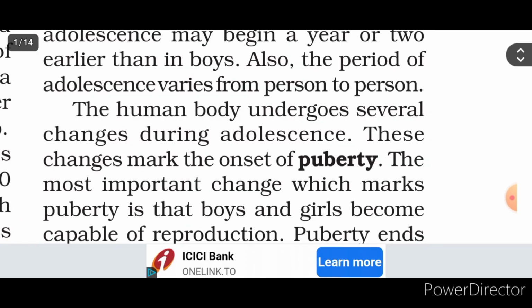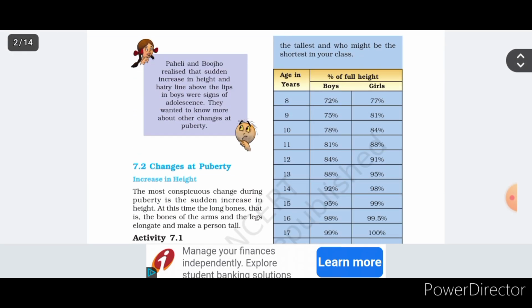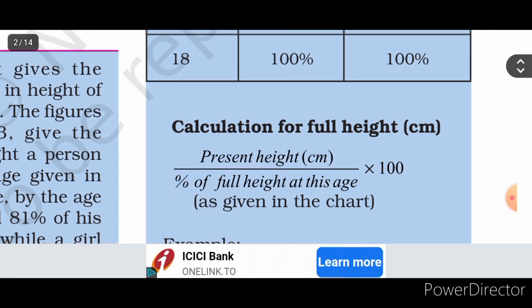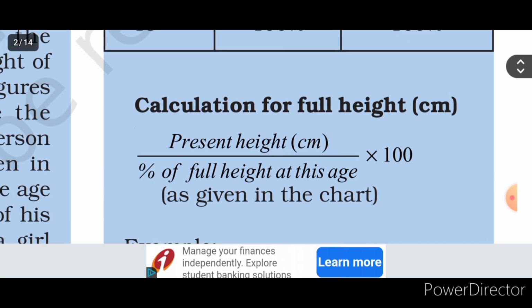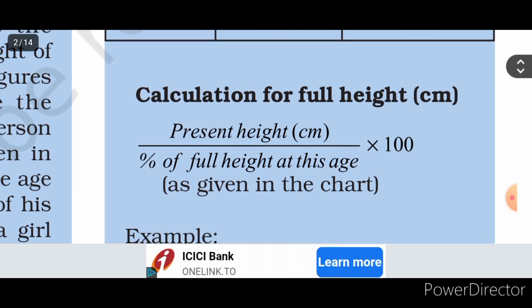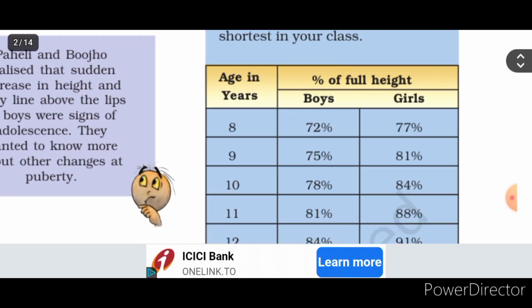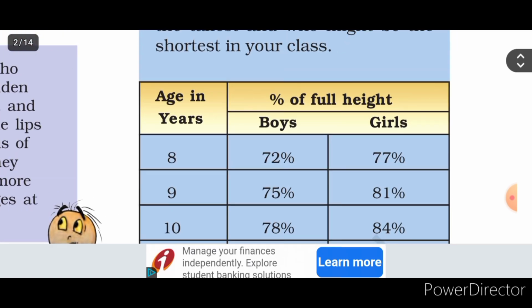What is puberty? The human body undergoes several changes during adolescence. These changes mark the onset of puberty. Calculation for full height in centimeter: present height in centimeter divided by percent of full height at this age as given in the chart, multiplied by 100. You can see here the height chart.